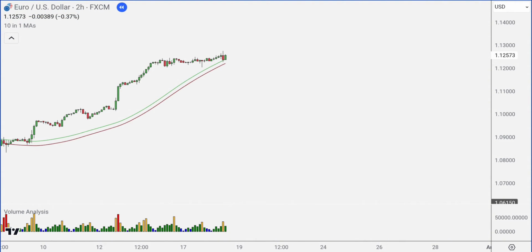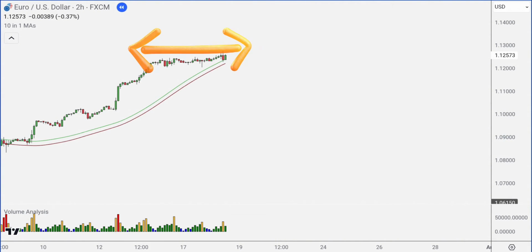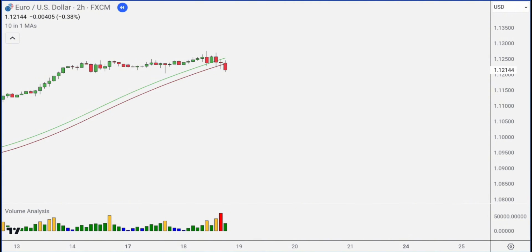As you can see here, the price is trading above both moving average lines. However, if you look closely, in the area where the peak level is reached, we see a horizontal movement. This indicates a decrease in the strength of the uptrend and a hesitancy among buyers. The price has dropped below both moving average lines, and we see a closing red candlestick.